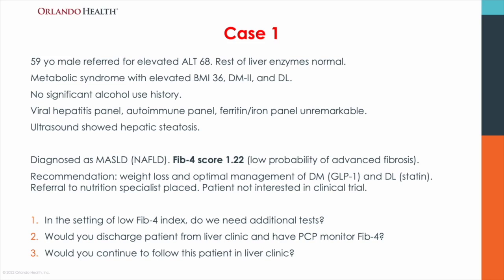So he's here in the liver clinic, we do the FIB-4, it's 1.22, we recommend all lifestyle interventions, optimal management of his diabetes, a referral to a nutrition specialist was placed, and the patient was not interested in a clinical trial. So in the setting of a low FIB-4 index, would you do any additional tests, or would you just discharge this patient from the liver clinic and just have the PCP monitor a FIB-4 every 1 to 2 years? We can start with Dr. Polko. Sure.